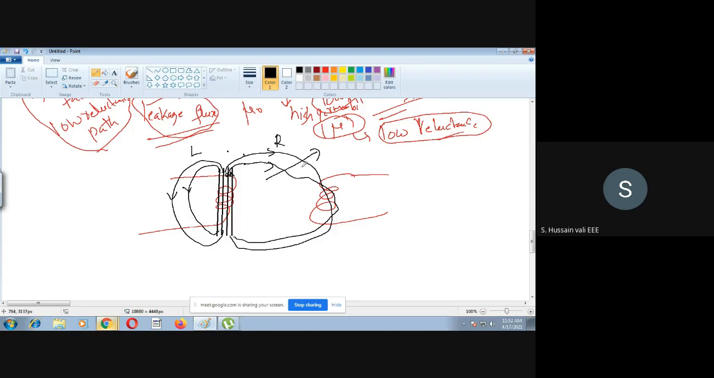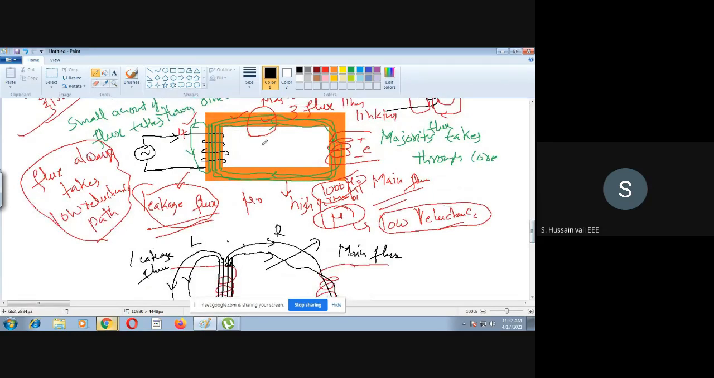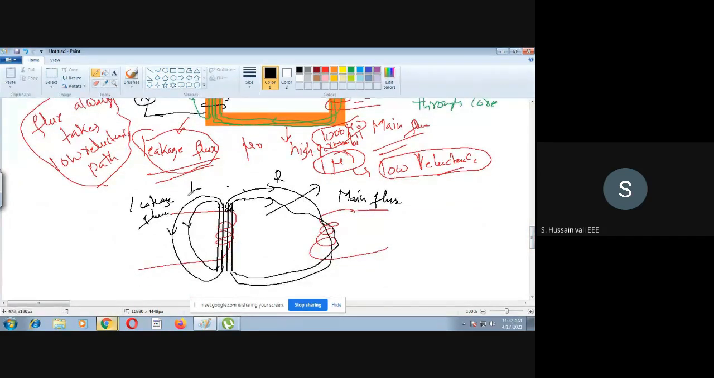The flux lines which are taking the right side are linking the secondary also, and we call that main flux. Whereas the flux lines which are taking the left side, which are linking only the primary winding, are called leakage flux. Now compare both the pictures. In case of the magnetic core transformer, the leakage flux is less because only one flux line is flowing. Whereas in case of the air core, more flux lines are flowing in the leakage path. So leakage flux is more.